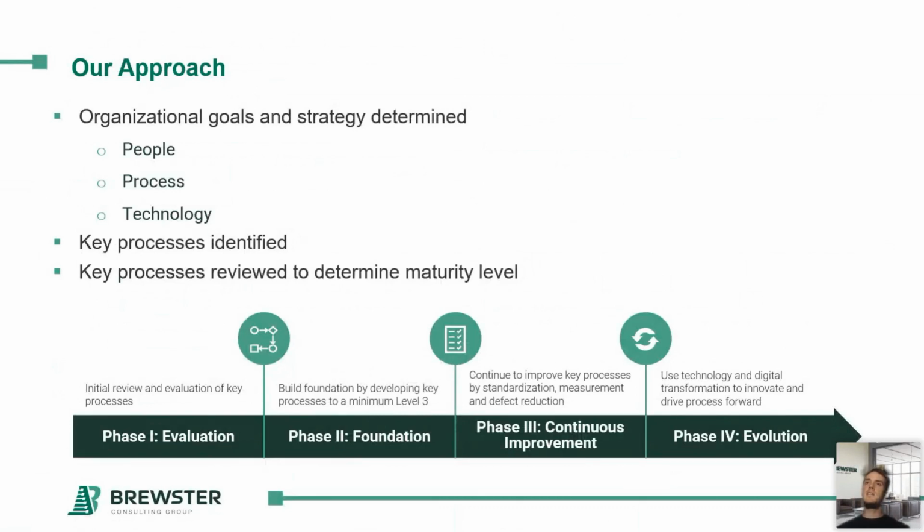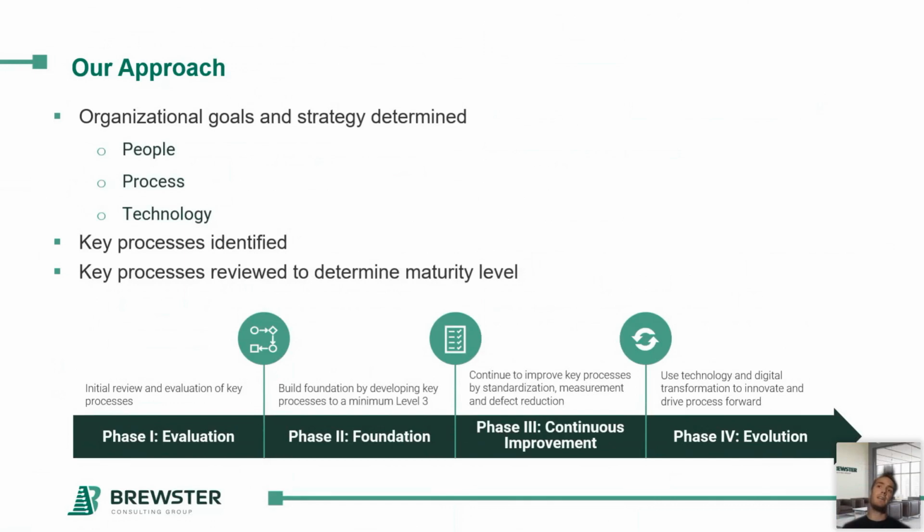Number one, organizational goals and strategy determined. I forget who said it, but you miss 100% of the shots that you don't take, right? You need to make sure that you've got your organizational goals and your strategy nailed down, because everything builds off of that, right? Aligning your people, your processes, and your technology all together will enable you to meet those organizational goals and define your strategy and develop deliverables that are going to help you to achieve that strategy.